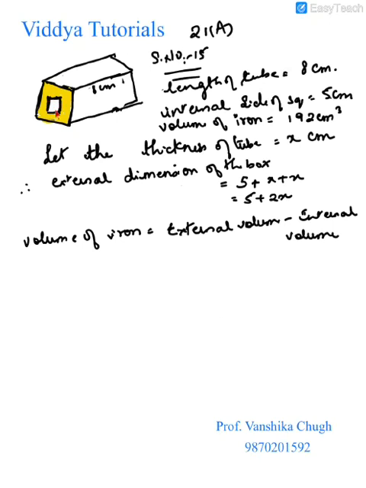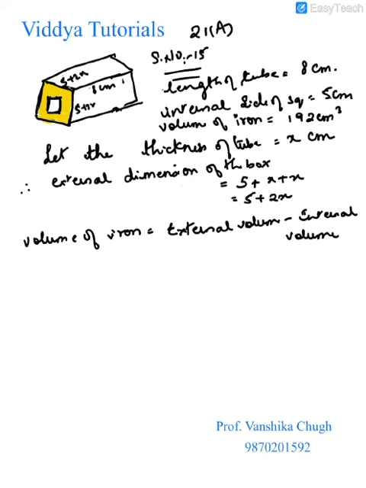I have been provided with the internal side of the square, which is 5 centimeters. Now if I have assumed the thickness as x, this is 5, this is x and this is x. So this will become 5 plus 2x. Similarly, if this is 5, this is x and this is x, so this will become 5 plus 2x. So I am ready with my internal and external dimensions.